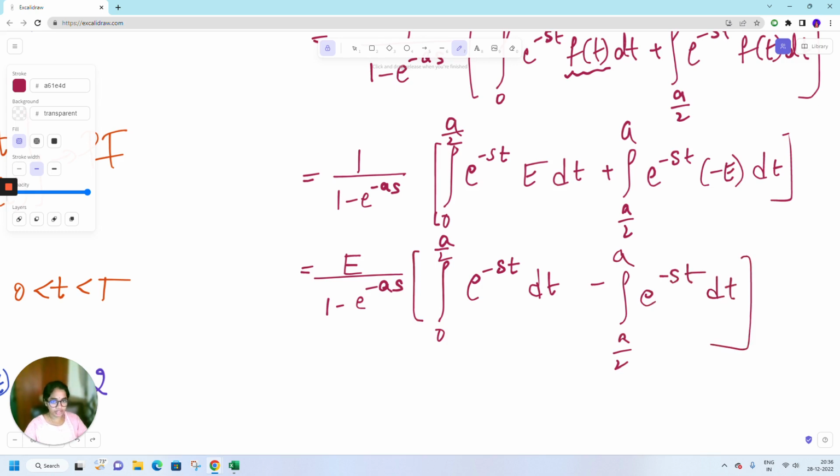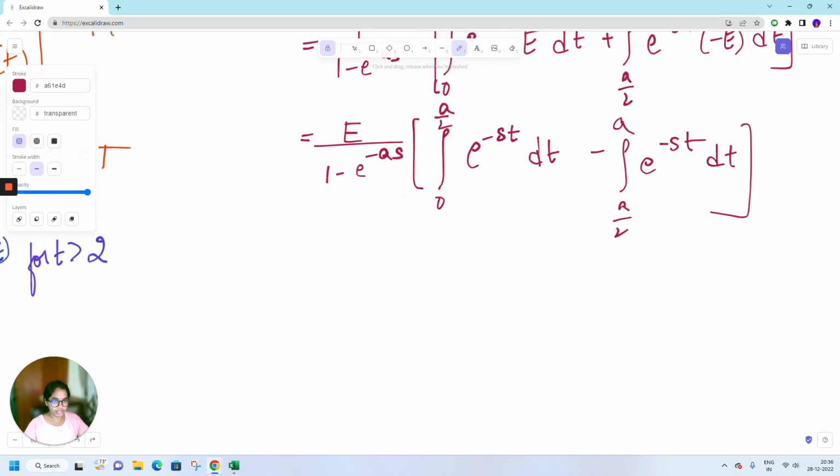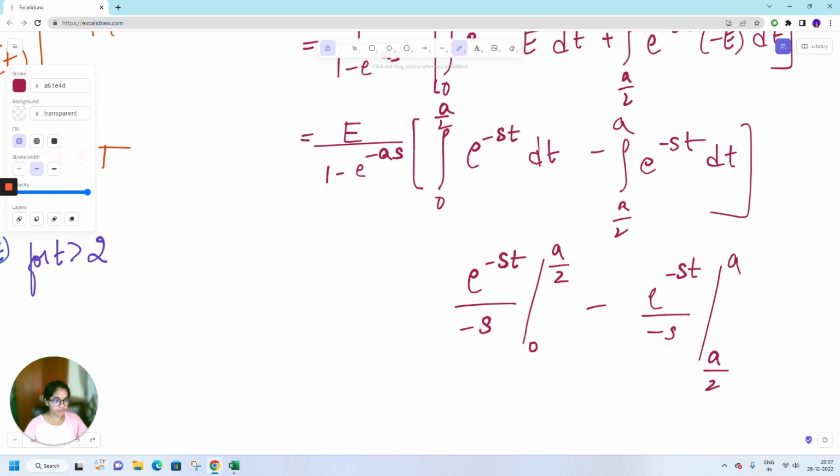What is the next step? Integrate. What is integration of e power minus st? I told you integration of e power at is e power at divided by a. So here I would write e power minus st divided by minus s. The limits are from 0 to a by 2. Here I would get e power minus st divided by minus s. The limits are a by 2 to a. Okay. So I have 1 minus e power minus as.